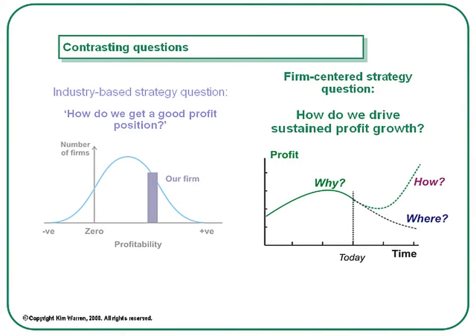That breaks down into 3 sub-questions. First, we need to understand why our profit has got to the point it is today. Secondly, where that profit trajectory is likely to go into the future, given a continuation of current strategy. And lastly, how we can find a way to improve that trajectory and grow profits more strongly than they would otherwise do.